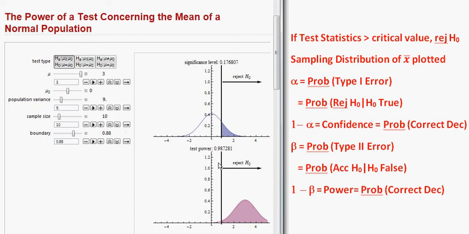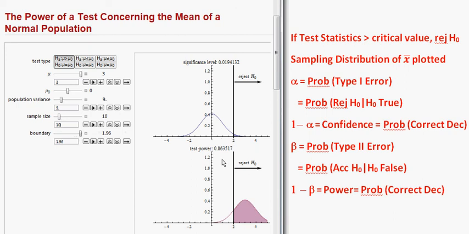So both alpha and beta are related. So when alpha is going up, you see that the beta is going down. And let me change the boundary value or the critical value to something else, 1.96. Now you see that alpha has gone down to 0.02, the beta has gone up to 0.14. So there is a trade-off between alpha and beta. We cannot minimize alpha and beta simultaneously. When we increase alpha, then beta is going to get reduced and vice versa.